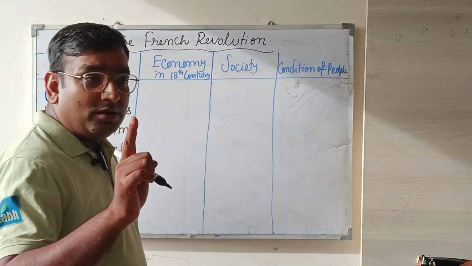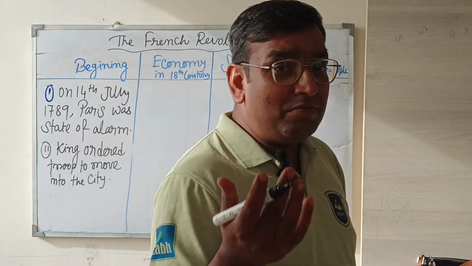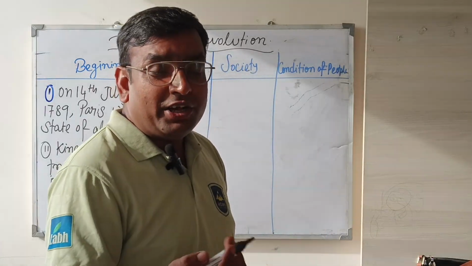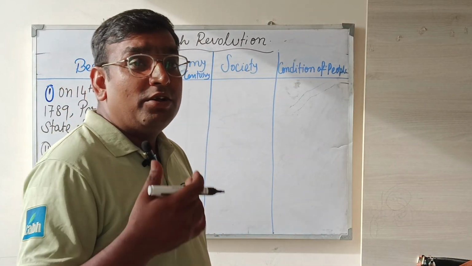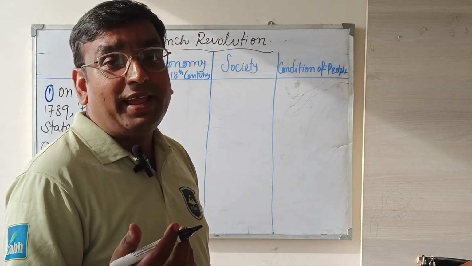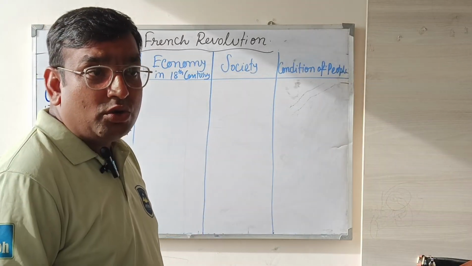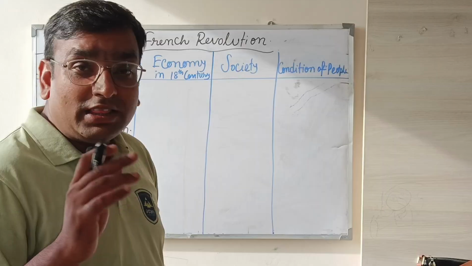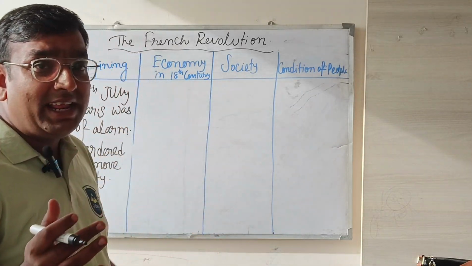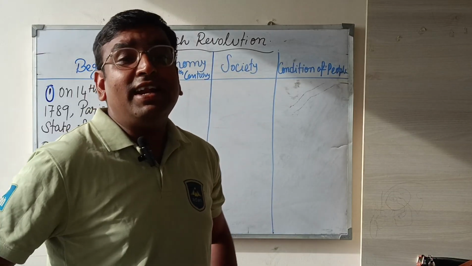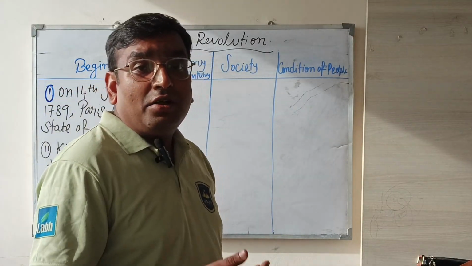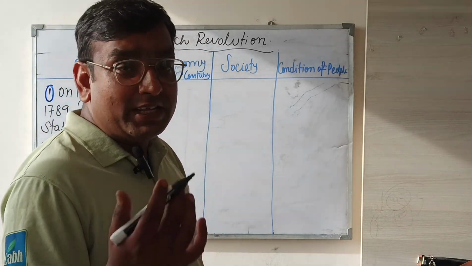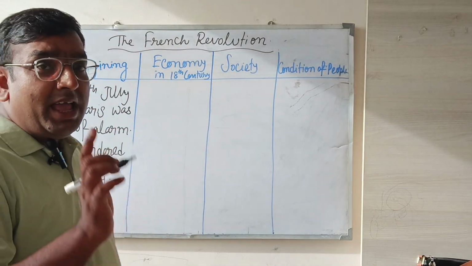So, beginning understood. Point number one: Paris was in alarm mode. Number two, the king ordered the troops to move into the city. The rumor was that the troops could fire upon the people. So 7,000 people formed the People's Militia, and they destroyed several government buildings in search of arms. And finally several hundreds of people destroyed the fortress prison Bastille. And how many prisoners were there? Only seven, but it was the symbol of despotism. Now, let us come to the economic conditions.